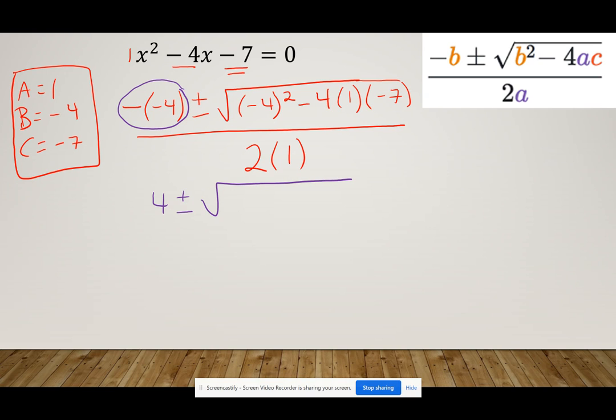Okay, the next chunk that I do is this part right here, -4 squared. So remember, that means -4 times -4. A negative times a negative is a positive. So 4 times 4 is 16.